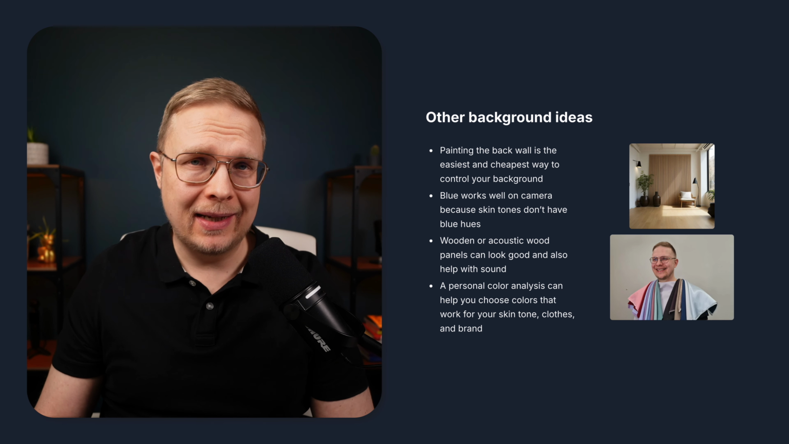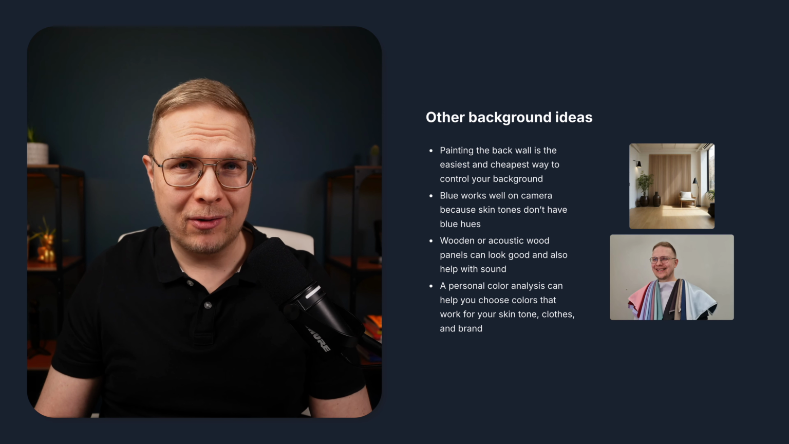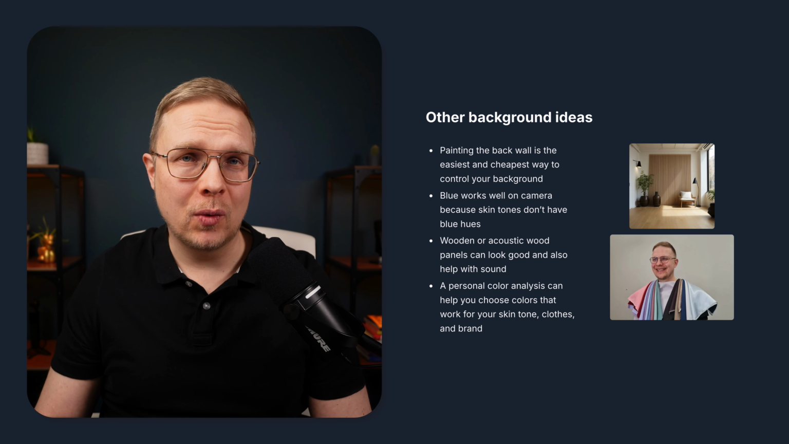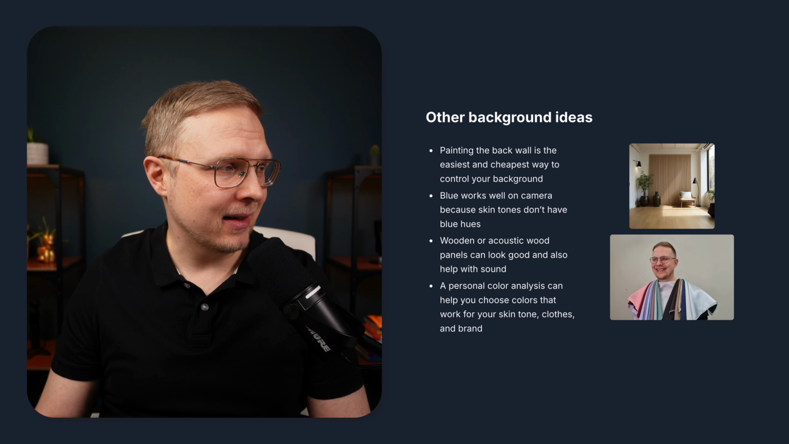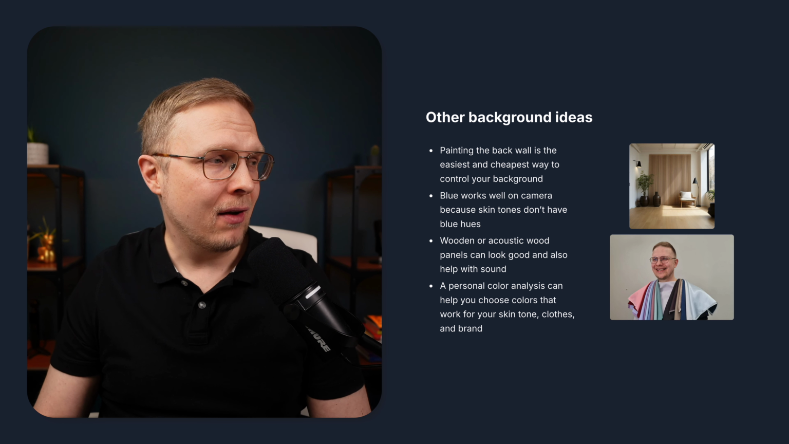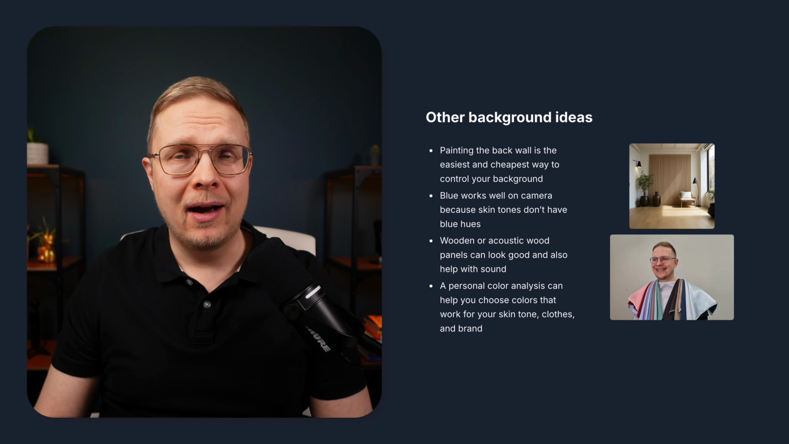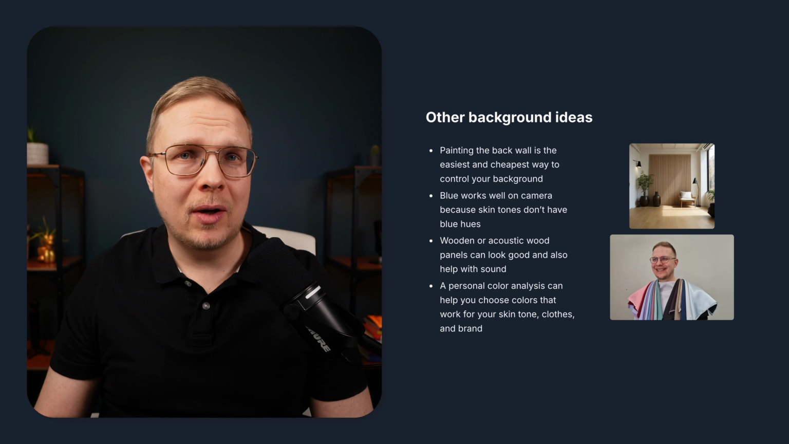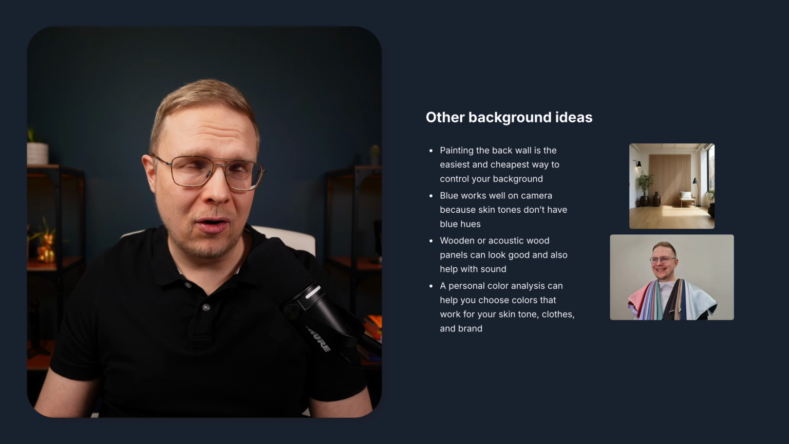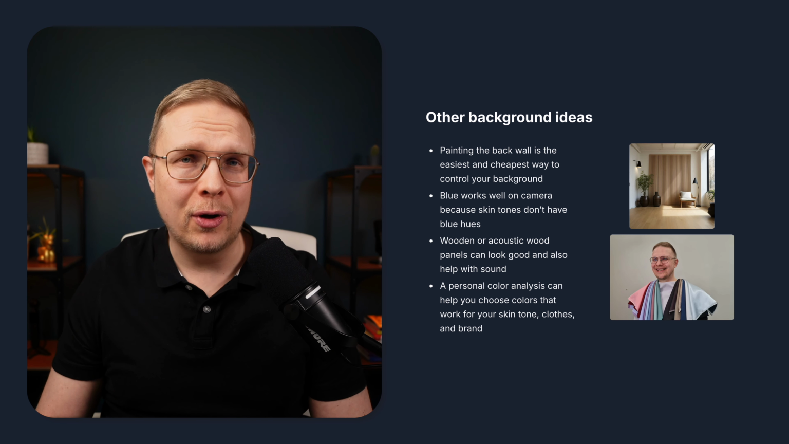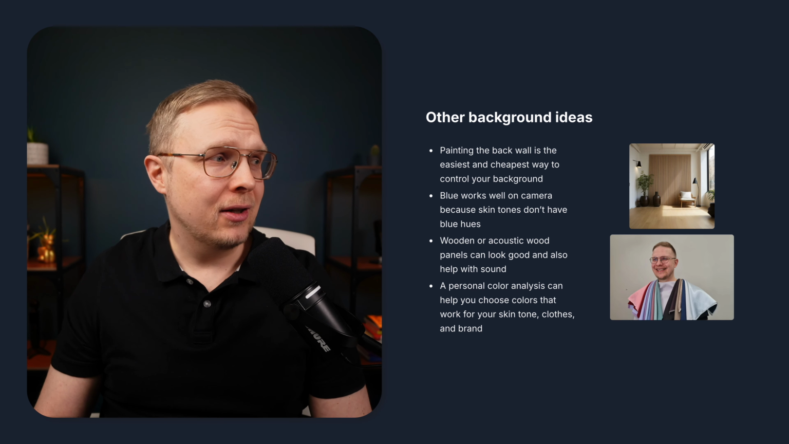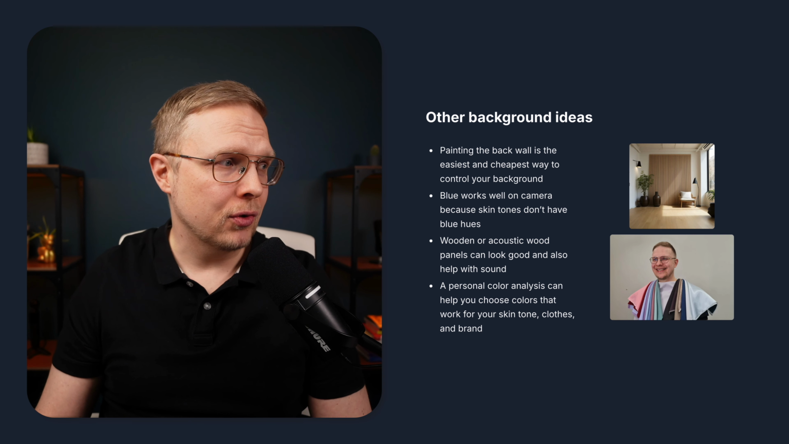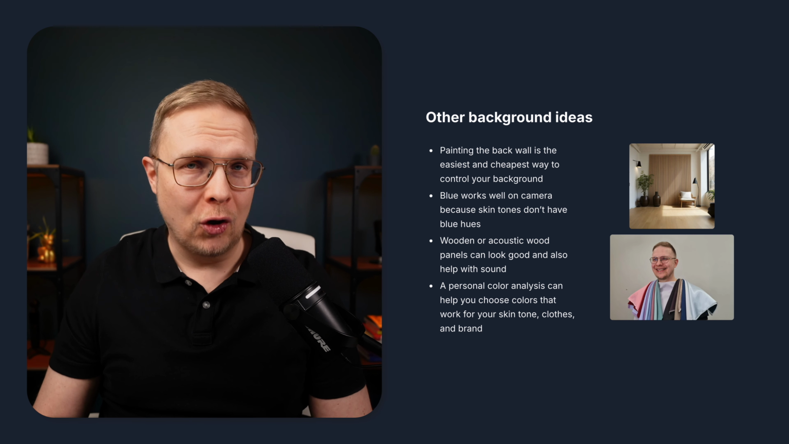And here are other background ideas. One of the easiest and cheapest ways to control your background is painting the back wall, and this gives you a very consistent look without adding anything else. So that's what I did here, for example, in this studio and also my other home studio. And one note about blue, because that works well on camera because skin tones don't have blue hues, so you will always be separated from the background if you use some kind of blue tone.